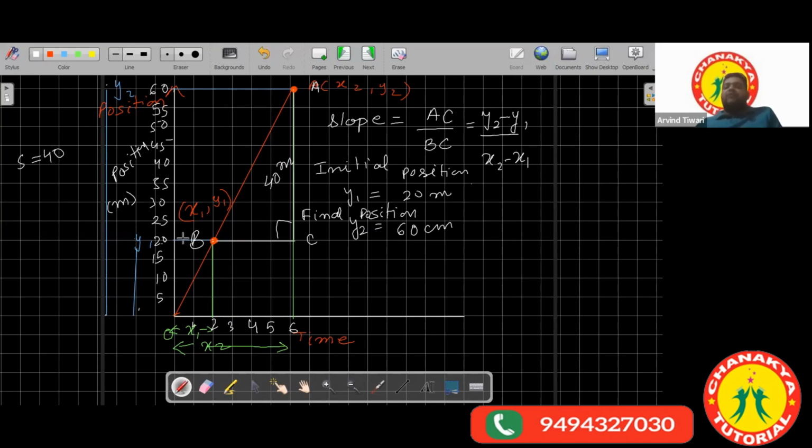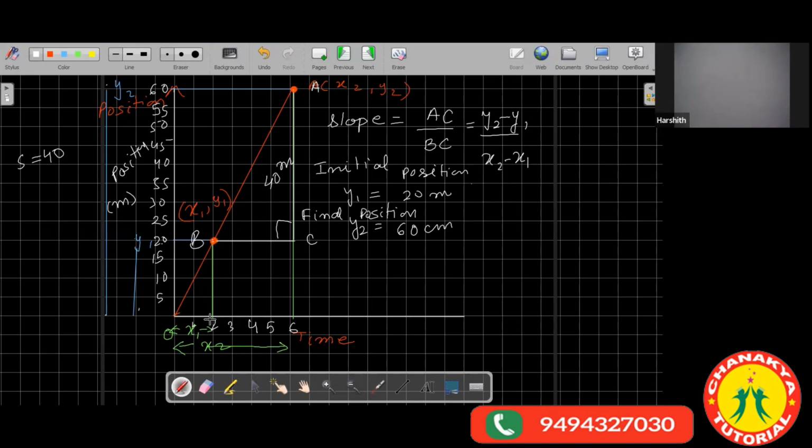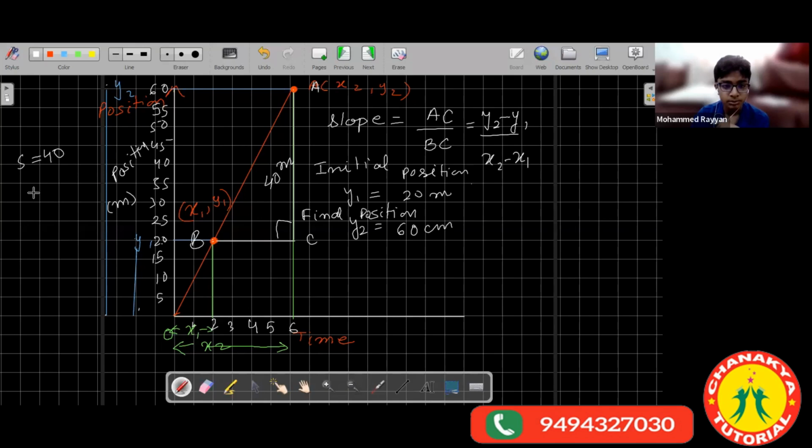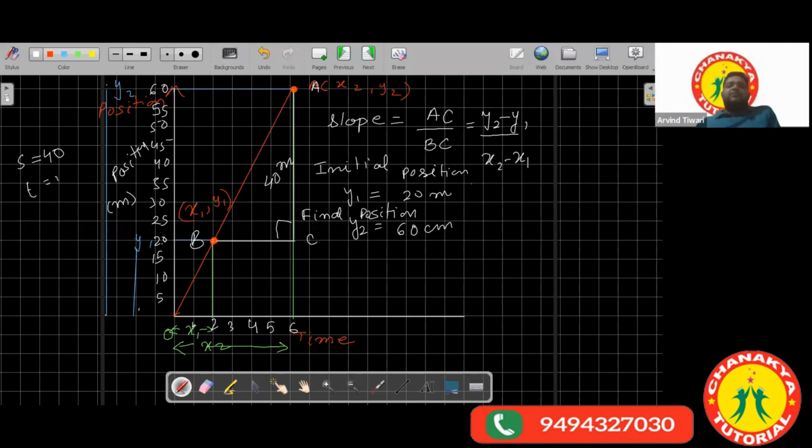And what is the time for this journey, starting from B to A? What is the time taken? See, when it was at B, the time was 2 seconds. When it is at A, the time is 6 seconds. So what is the time taken? 4 seconds. So we have time as 4 seconds, and you can find the velocity as 40 by 4, displacement by time, which is 10 meter per second, right?